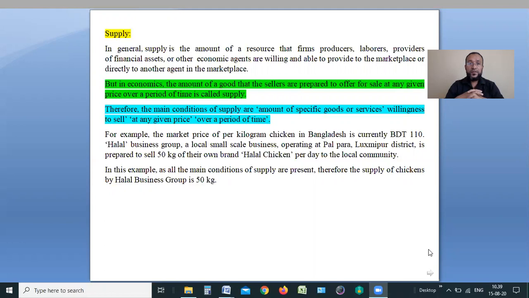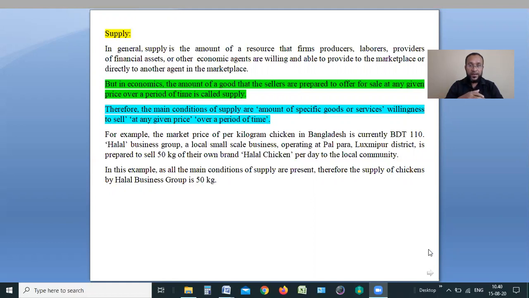So therefore, the main conditions of supply are amount of specific goods or services, willingness to sell, at any given price, over a period of time. So these are the main four conditions of supply. To make it easy, let us consider the example.